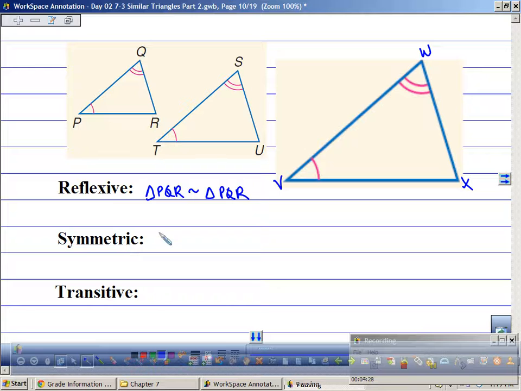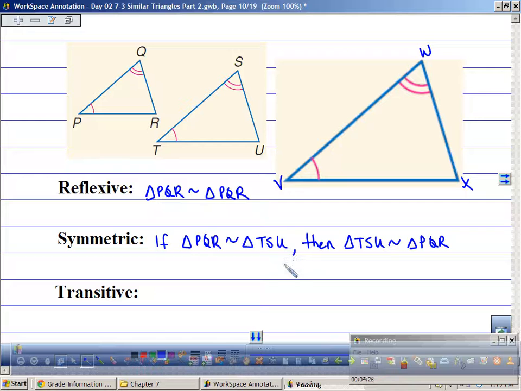What about symmetric? If triangle PQR is similar to triangle TSU, then I can say, excellent, triangle TSU is also similar to triangle PQR. That's similarity with the symmetric property.